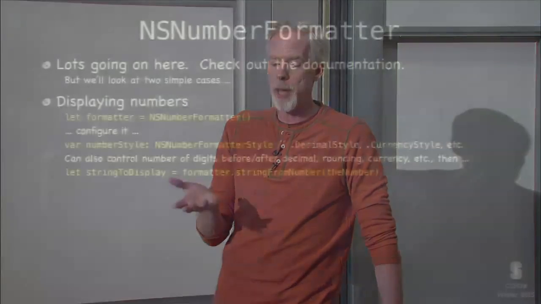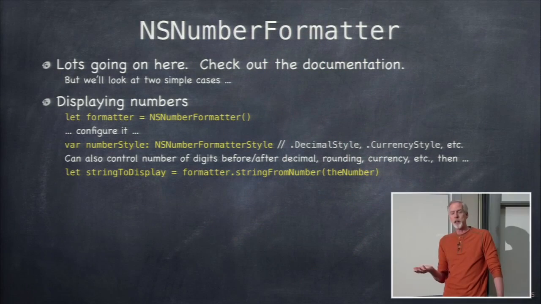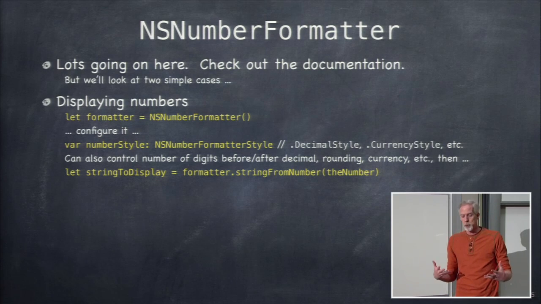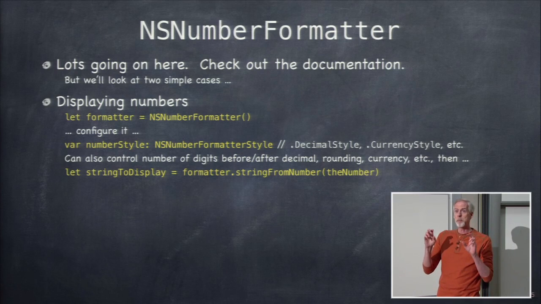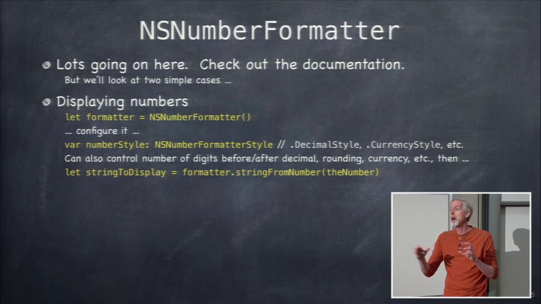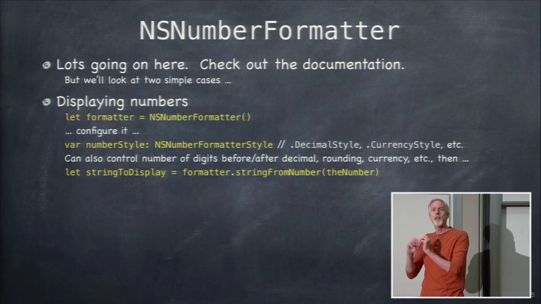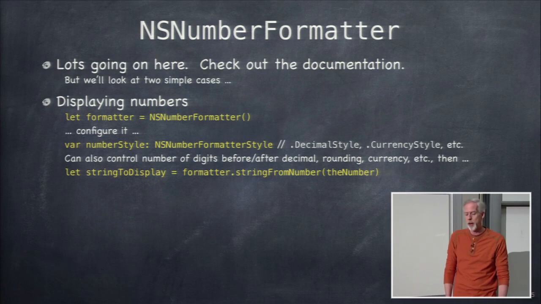One is just displaying a number. So you create an NSNumberFormatter like we did in the calculator. Then you set the style of the number. So for example, decimal style or currency style. There's also a style, even spell-out style, that will spell the number out. 3,000, THREE THOUSAND, right? It'll spell it out as words in the local language. So there's a few styles in there.